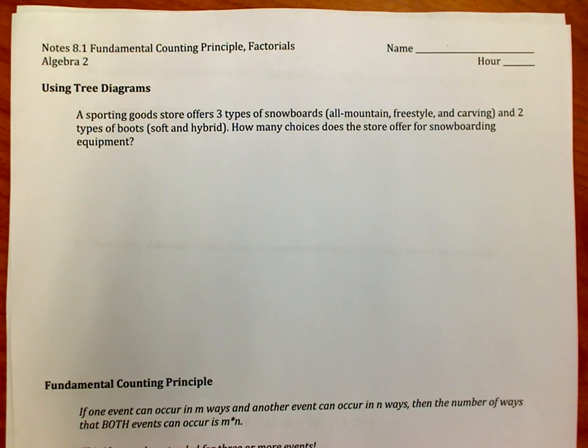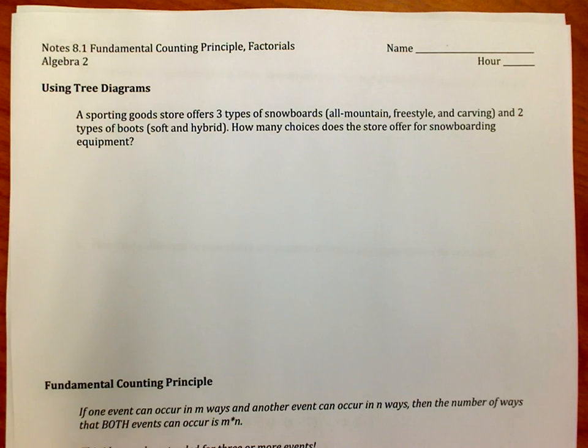So let's start off with this first thing, which is using tree diagrams, the first concept that we need to be able to do. A sporting goods store offers 3 types of snowboards. The 3 types are all mountain, freestyle, and carving. They also have 2 types of snowboarding boots. Those are soft boots and hybrid boots. So if you walked into this store, how many different choices does the store offer you for snowboarding equipment? If you're going to buy a snowboard and a pair of boots, how many different combinations do you possibly have between all of those?